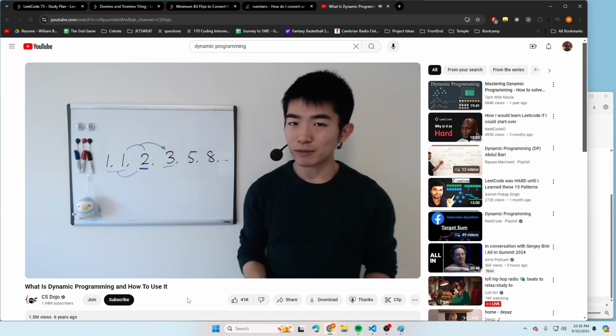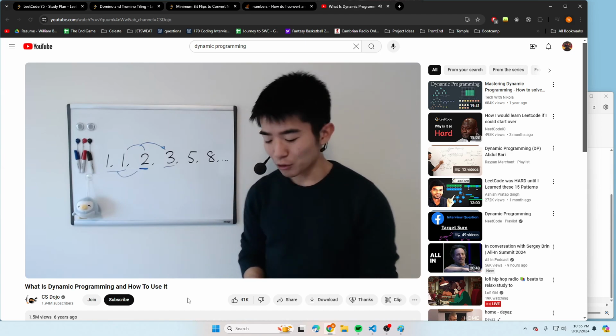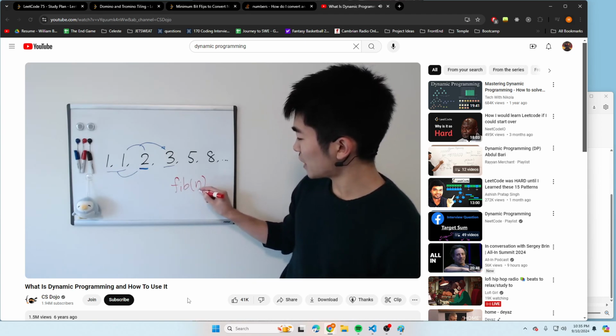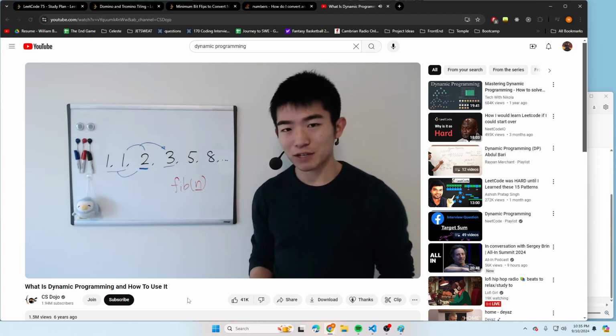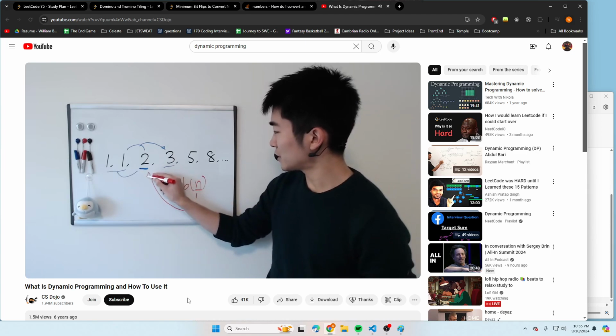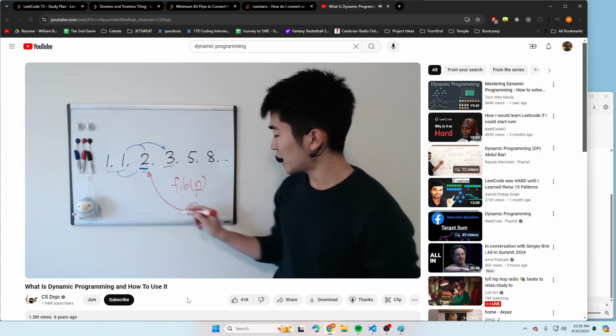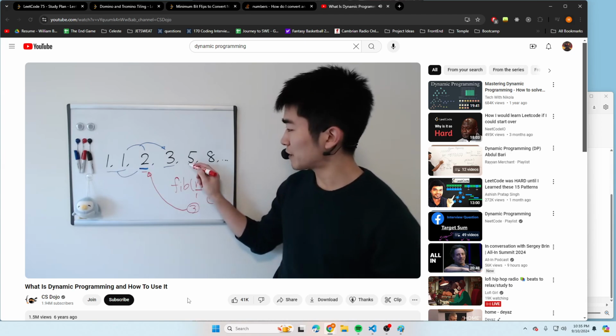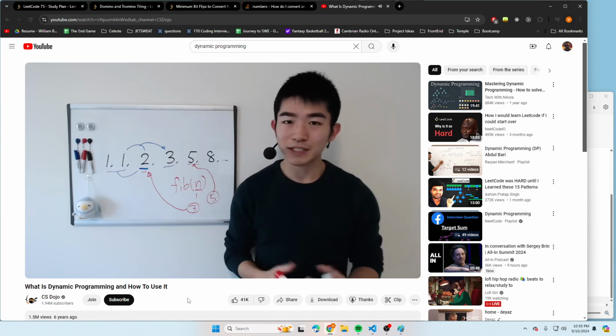So let's say we're trying to solve the problem of finding the nth Fibonacci number, or writing a function called fib of n, which takes a positive integer n and finds and returns the nth Fibonacci number. So if the given n is 3, we want to be able to find and return the third Fibonacci number, which is 2. And if the given n is 5, we want to be able to return the fifth Fibonacci number, which is 5. Let's see how we can solve this problem using dynamic programming.